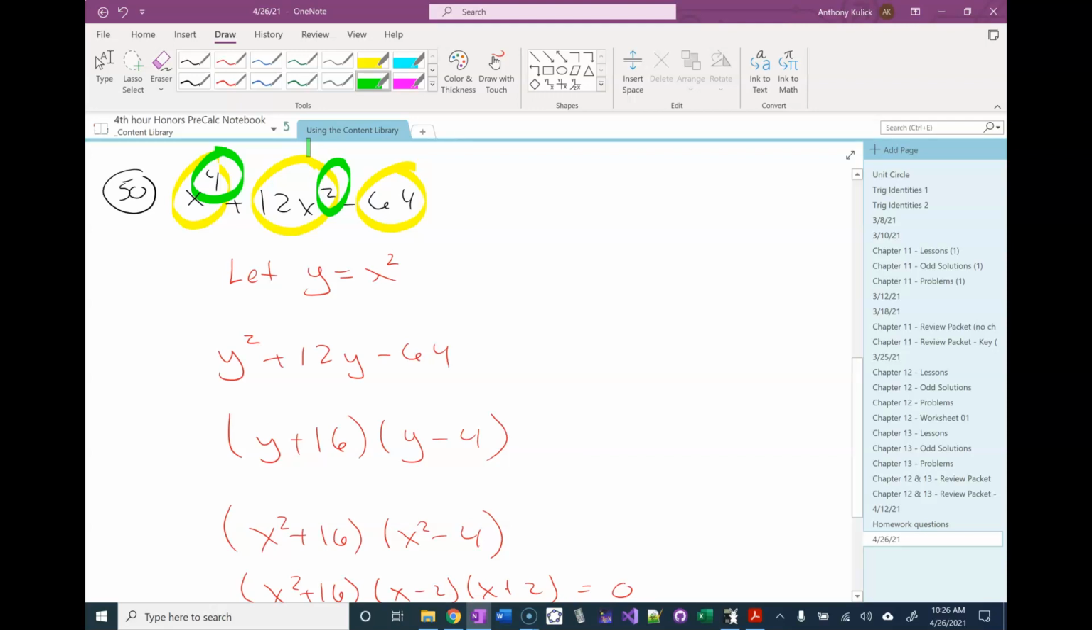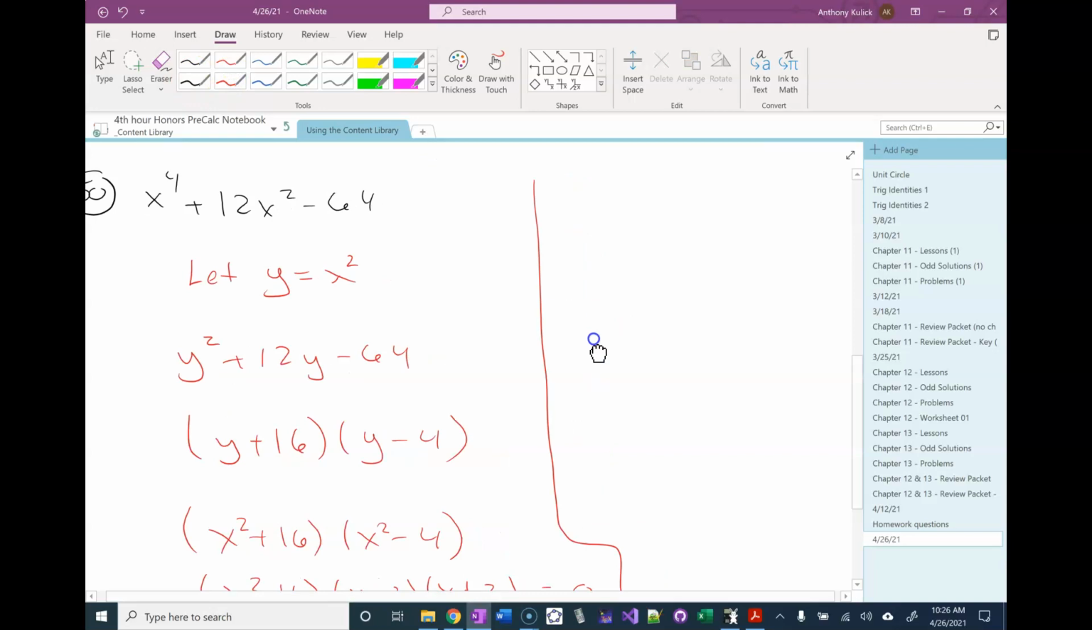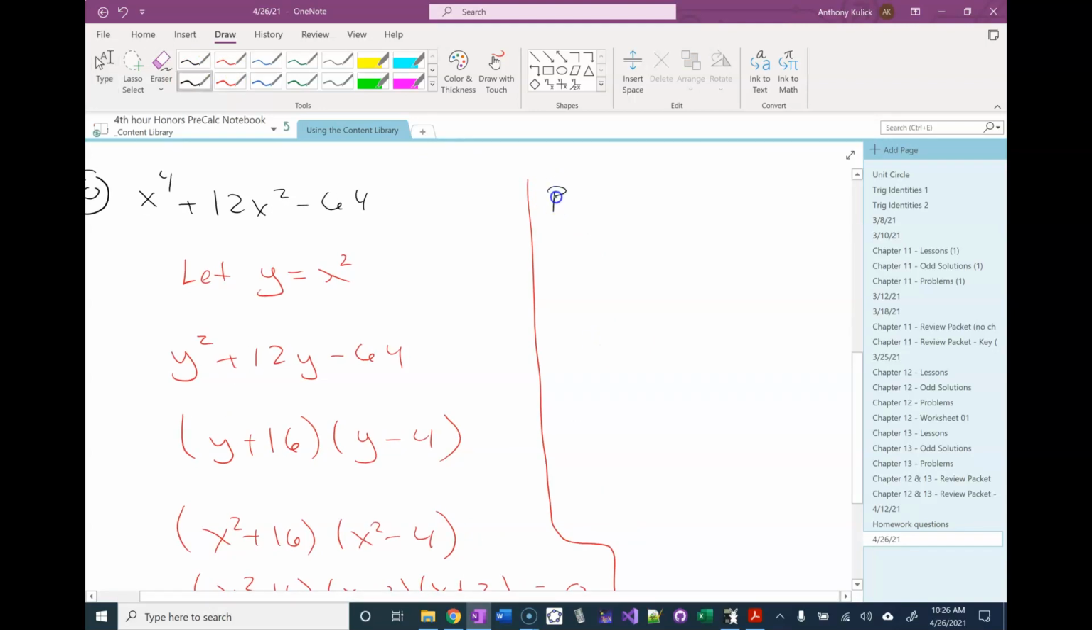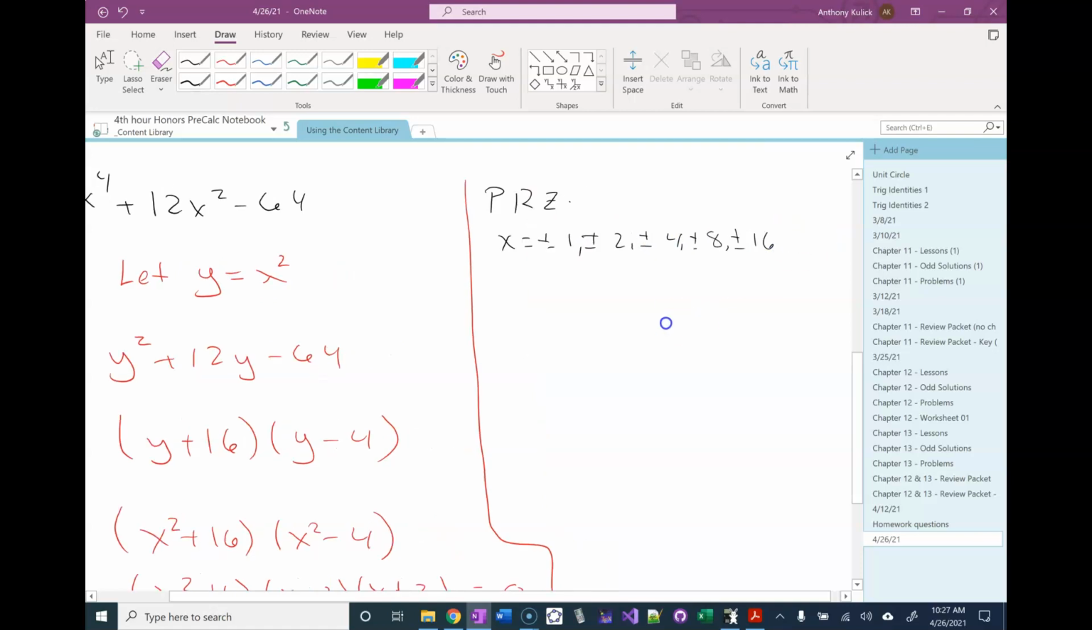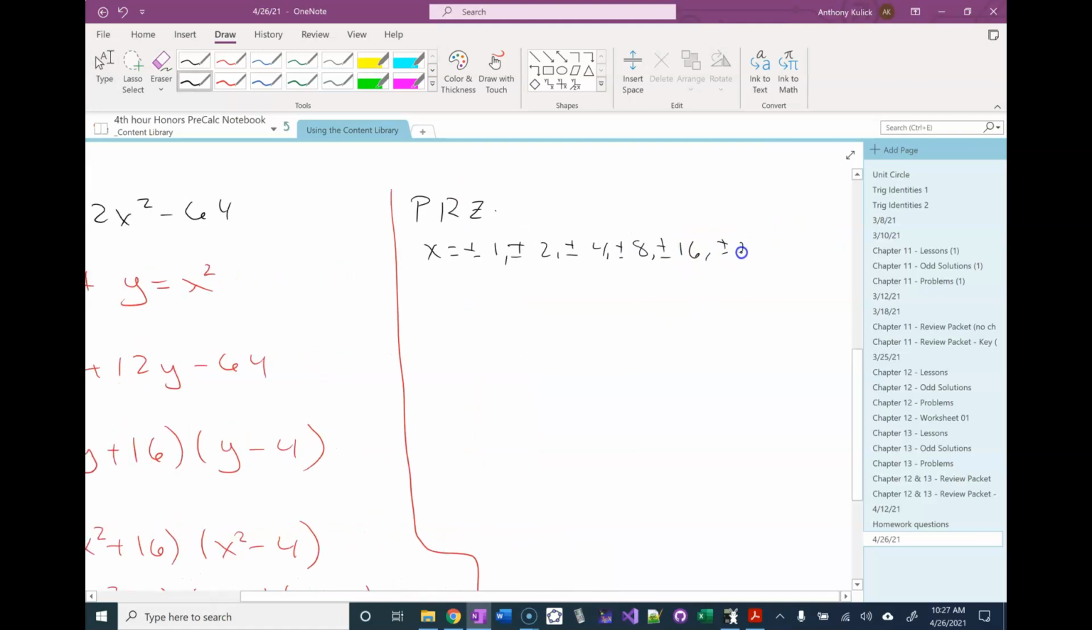Let's say you did do synthetic division on 50. Do you add a 0 for x cubed? So I would start by looking at my possible rational zeros. That's going to be the factors of 64 divided by the factors of 1. So the factors of 64 are 2, 4, 8, 16, 32, and 64.